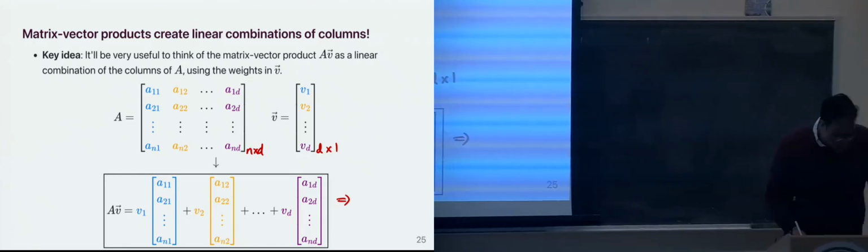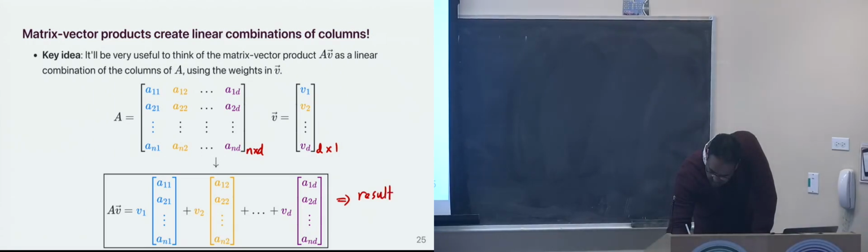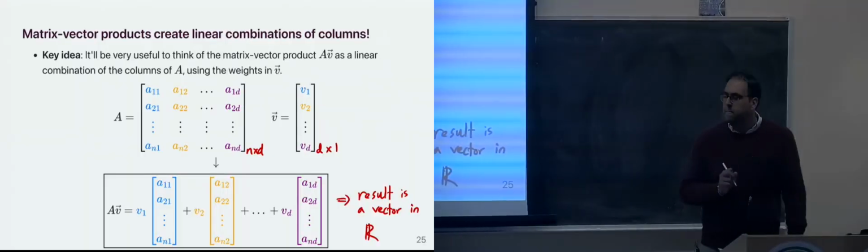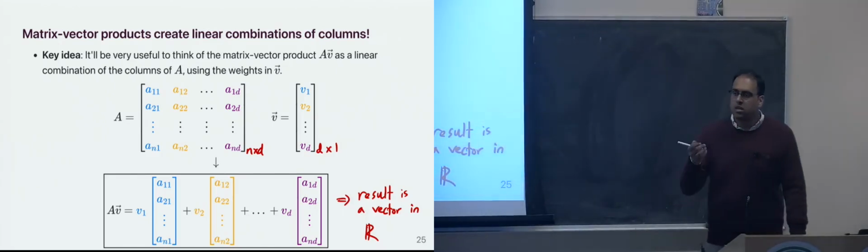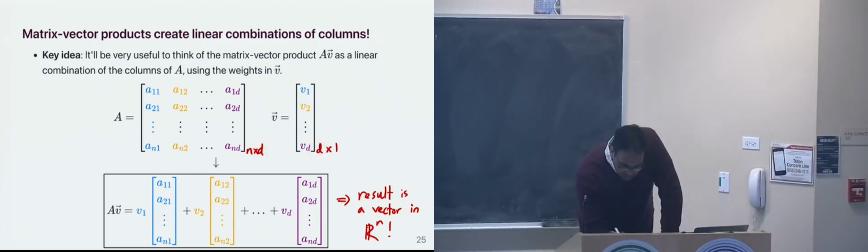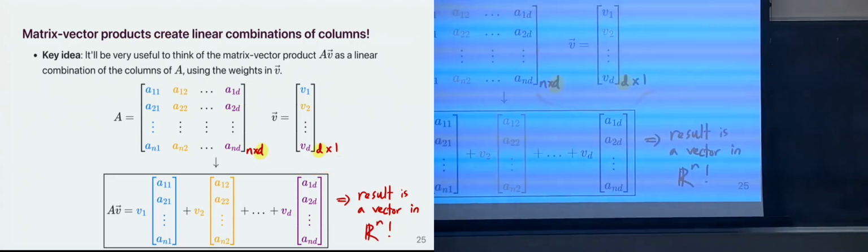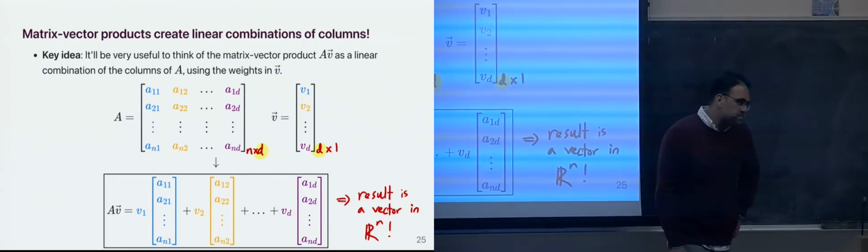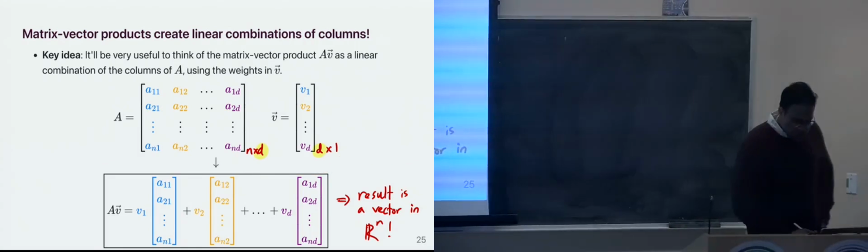And so this result is a vector in how many dimensions? What's the dimension of AV? N, right? Because remember, the inner dimensions match up. I have a D here and a D here, which means the output is going to be the outer dimensions, n by 1, or an n-dimensional vector. Sound okay so far?